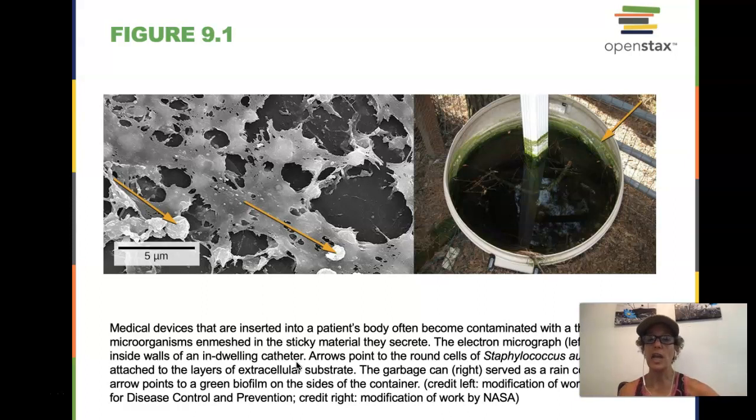But if the patient had Staph aureus as part of their normal microbiota, then that could get introduced. It wouldn't have to be from some sort of poor hygiene. And on the right, we've just got a garbage can that was collecting rainwater, and we've got some sort of green biofilm with unidentified microbes growing on the surface. It's probably a combination of algae and other protists, and probably even some bacteria.